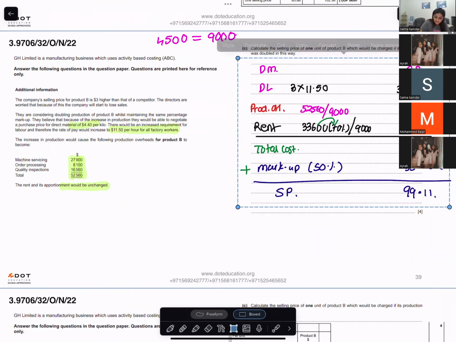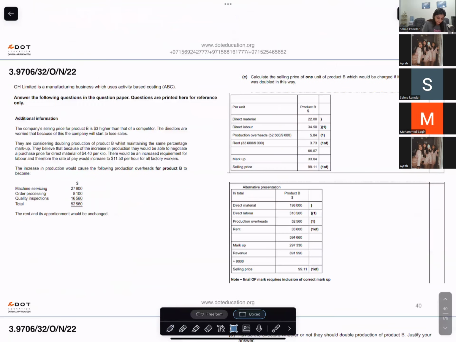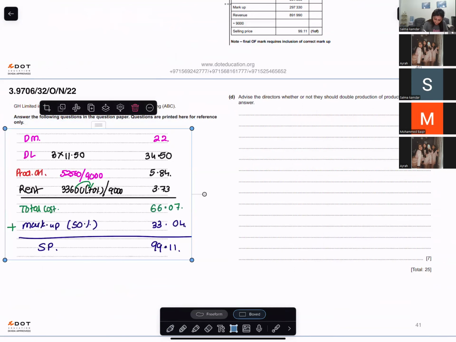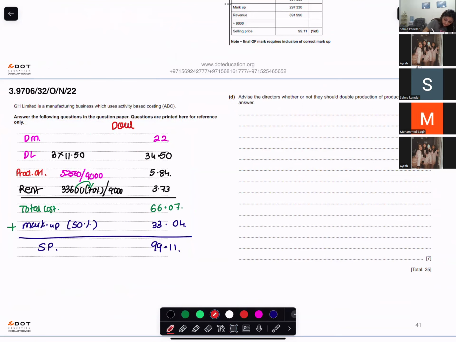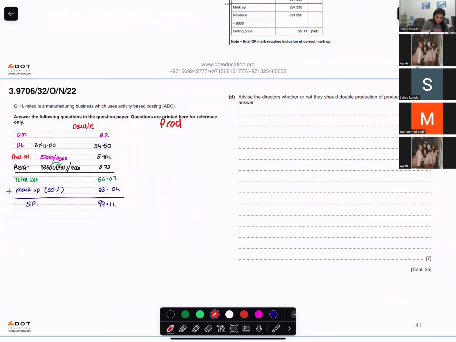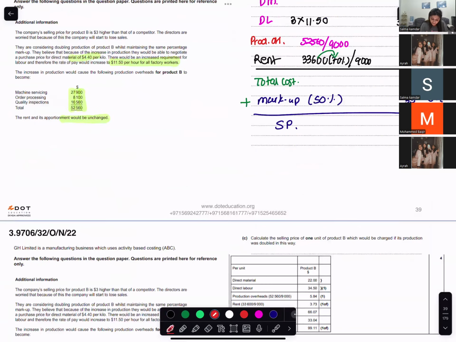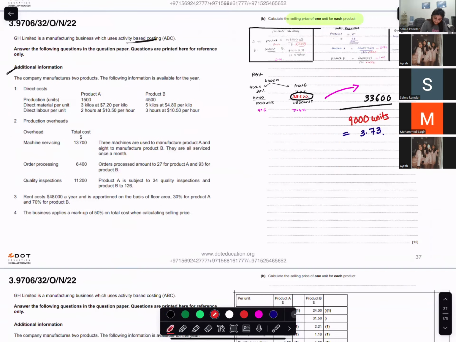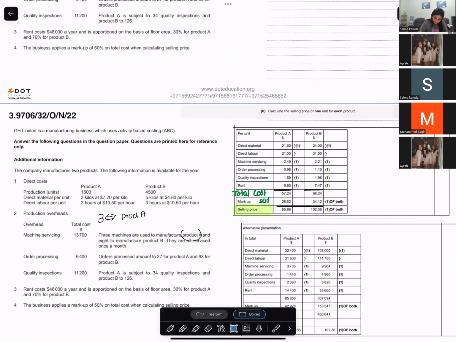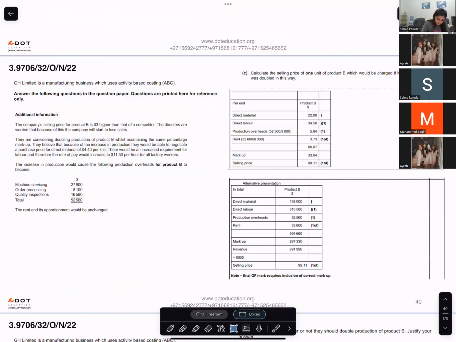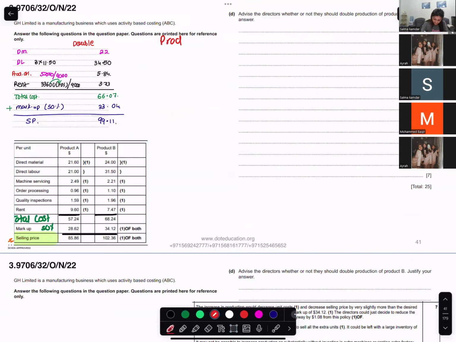Now this is the thing when you are doubling the production. And what is your thing when you are not doubling the production for product B? And then 2.36 is the selling price. This is normal production. Advise the directors whether you should double the production for product B or not.